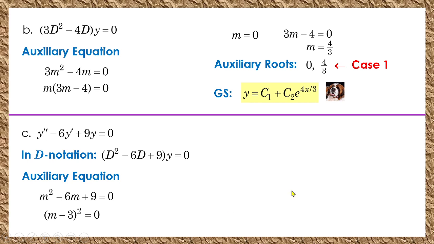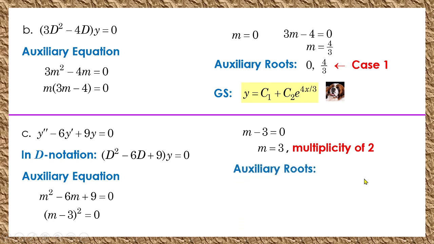So, repeated. Ang root niyan, repeated 2 times. m minus 3 equal to 0. So, m equals 3, but that is repeated 2 times. Multiplicity of 2. So, case 2. The roots are 3, 3, or 3 repeated 2 times. Paano mag-form ng case 2? What is the general solution, guys?